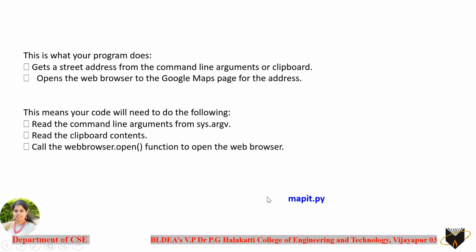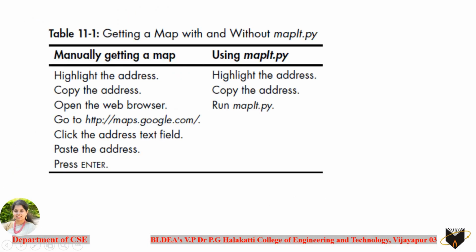So let's continue with the next concept. Here is a table which describes what difference it makes if you write a Python program for locating the address, or if you do it manually through the website. If you do it manually, first you need to highlight the address, copy that address, then open the browser, type the address of the web page and open it, then click on the address text field, paste this address and press enter. If you do all these steps, only then will you get the result of the location you want to search from Google Maps.